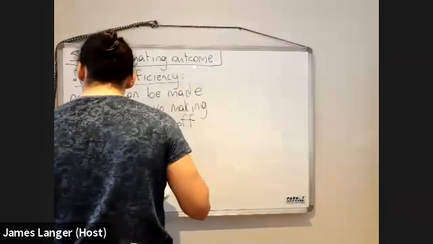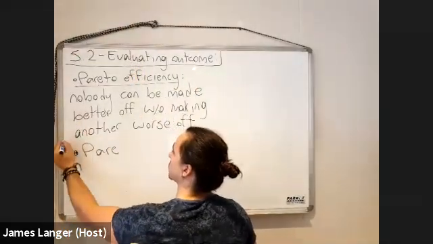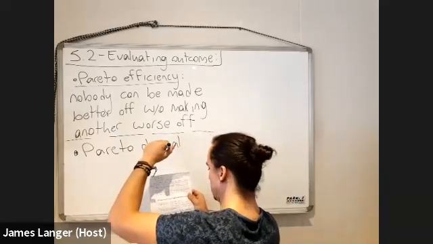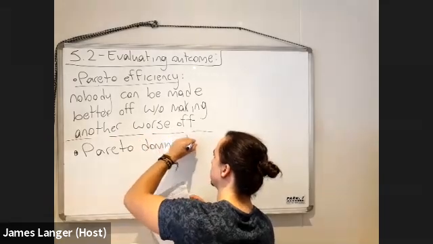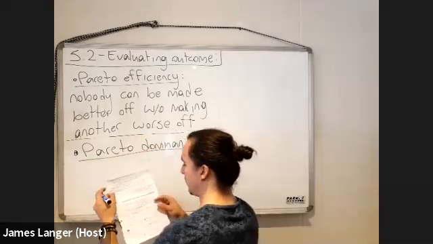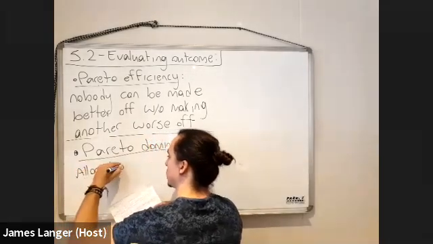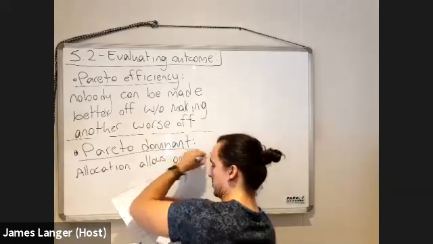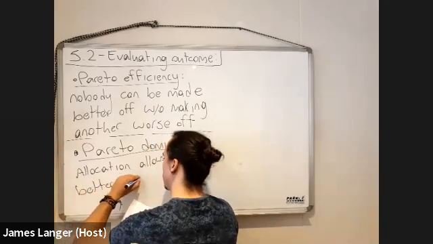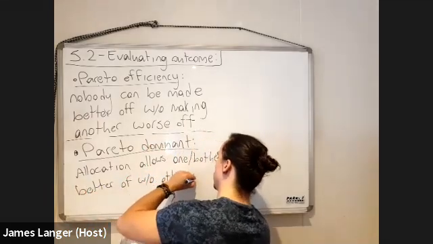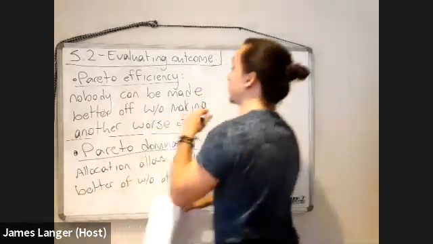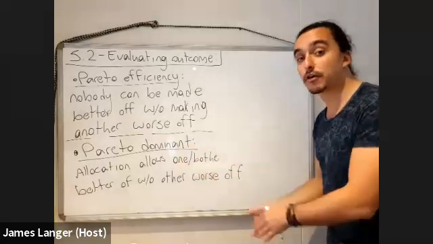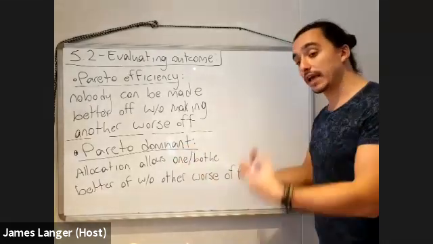Okay, and that takes us into the next definition, which is Pareto dominance. Something is going to be Pareto dominant if the allocation allows one or both to be better off without the other being made worse off. And I think this is pretty obvious from our definition of Pareto efficiency. So we'll say something Pareto dominates another if we can move to that point without making anybody worse off, and we make somebody else better off.